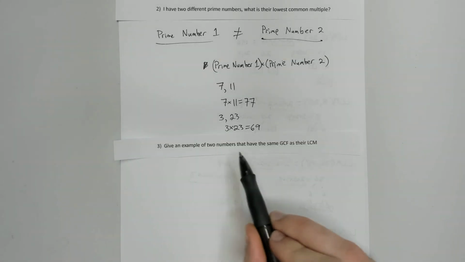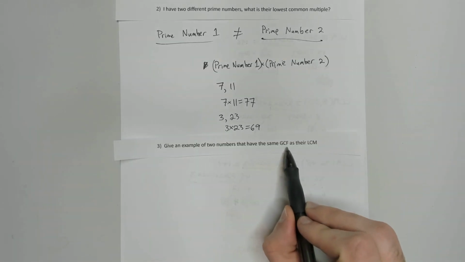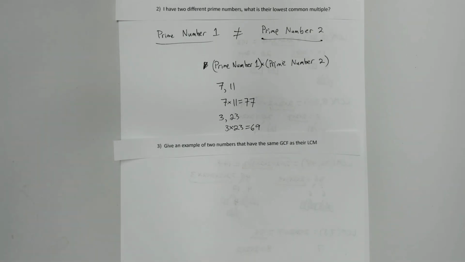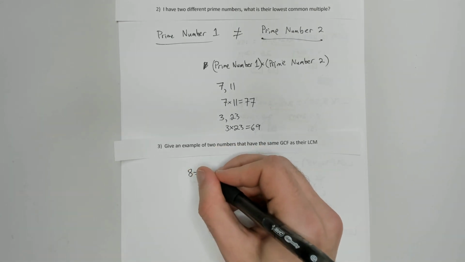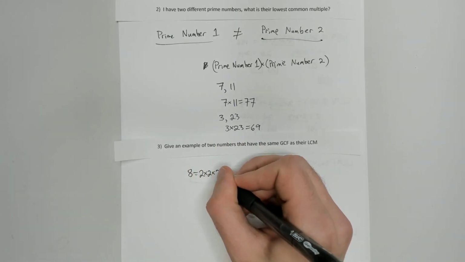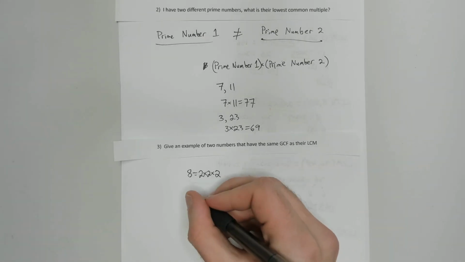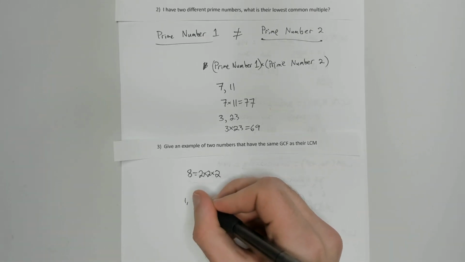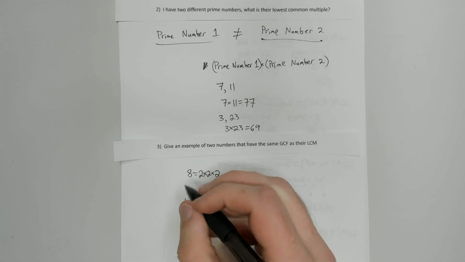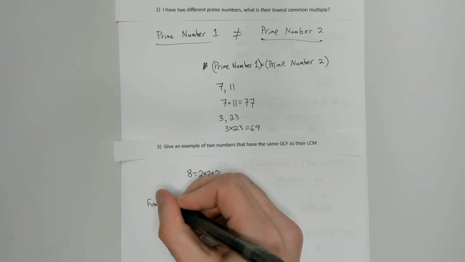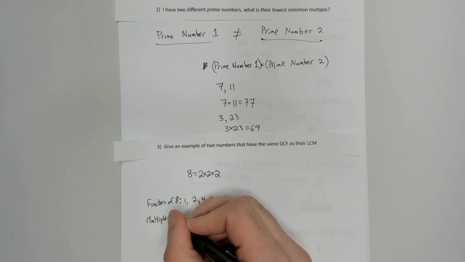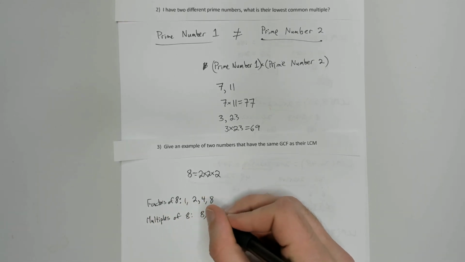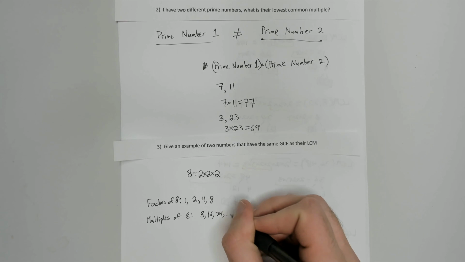All right, give an example of two numbers that have the same greatest common factor as their lowest common multiple. So we're doing a little practice with greatest common factor as well here. Well, if I took the number 8, for example, we know its prime factorization is 2 times 2 times 2. So if we think of all the factors of 8, that's 1, 2, 4, and 8, right? These are the factors of 8. And if we think of the multiples of 8, that's going to be 8, 16, 24, and so on.